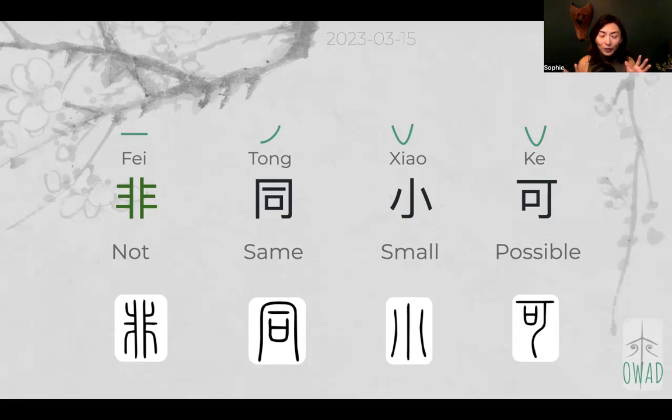So 非同, you have to imagine it's a negation of not the same. That means this is different, simply different. About what? About the small possibility.